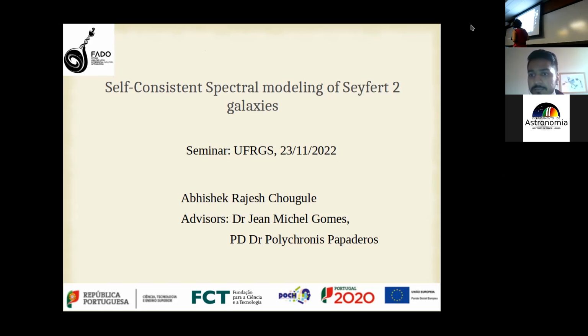So, Abhishek is from India, and he used to work on low surface brightness galaxies before the start of his PhD. So he's going to talk to us about self-consistent spectral modeling of Seyfert galaxies.